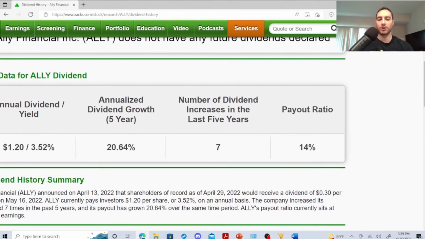Number of dividend increases in the last 5 years is 7. Annualized dividend growth in 5 years is 20.64. Whoa! Dividend yield, if you bought one share, you made $1.26, and the dividend yield is 3.52%.